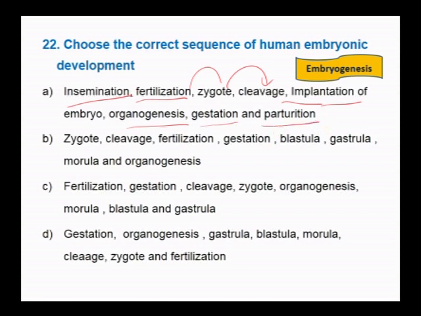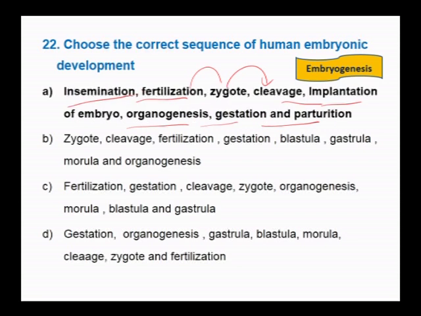After gestation period, childbirth. Since insemination is the beginning, we can predict. So therefore the right option is A.